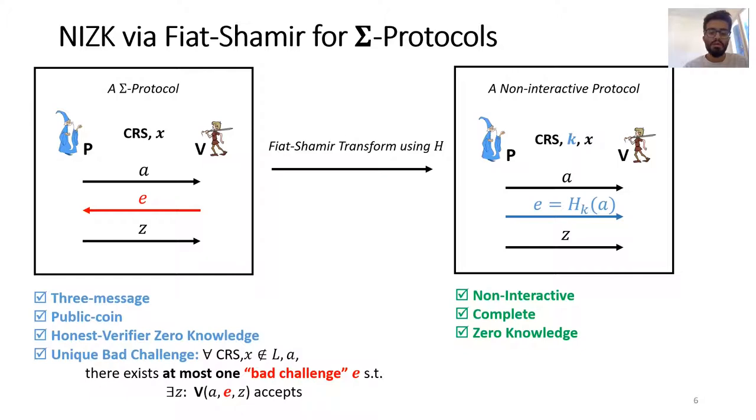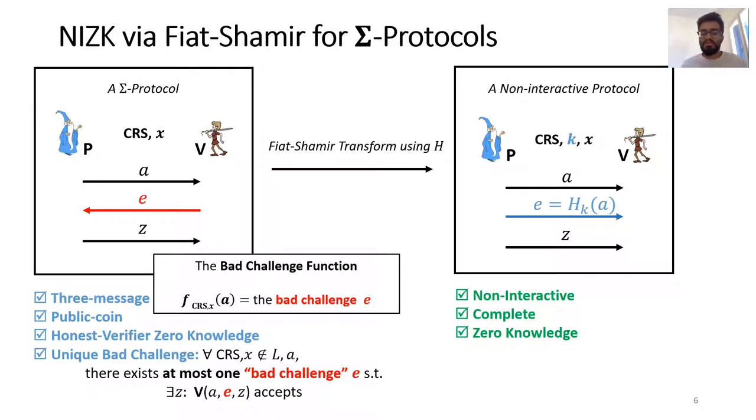So more formally, fixing a CRS, an X which is not in the language, and the first message A, there exists at most one batch challenge E for which there exists a transcript AEZ that the verifier accepts. This property allows us to define the batch challenge function, which is defined using a CRS and X, and gets as an input a first message A, and outputs the corresponding batch challenge E.